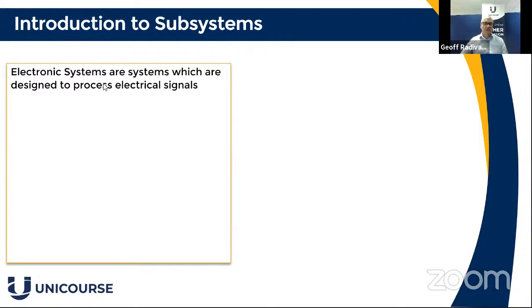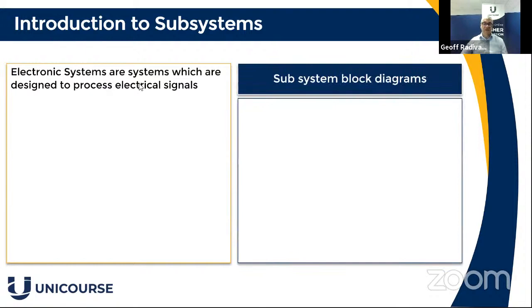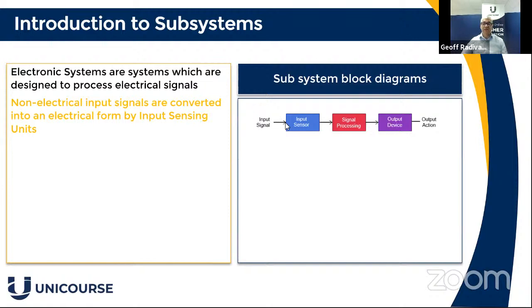It's a device which will allow us to process electrical signals. So let's look at a block diagram of a subsystem. We first know that non-electrical input signals are converted into electrical form, and here we have it: the input sensor, signal processing, and output device. Each one of these is a subsystem.